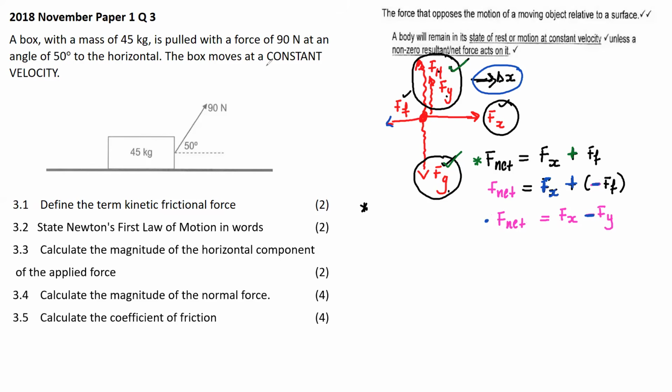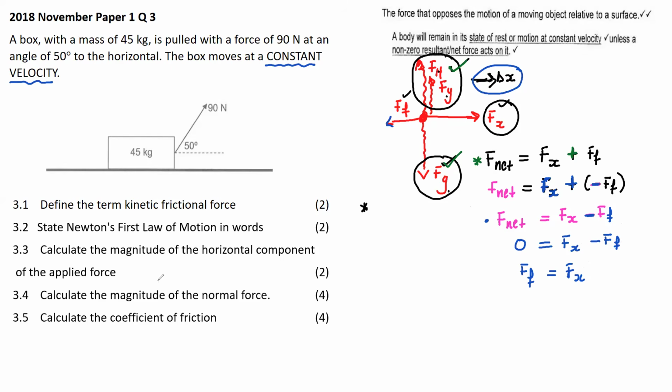But Fnet at constant velocity is equal to 0. So 0 equals Fx minus Ff. Sorry, not Fy, Ff. Why am I saying Fy now? It means Ff, sorry. Eventually when I do the math, I'm going to take it to the other side. Ff will be equal to Fx. That's basically what it means. It means Ff is equal to Fx.